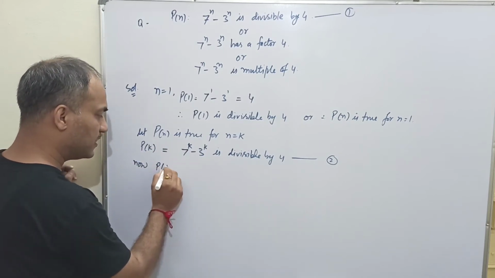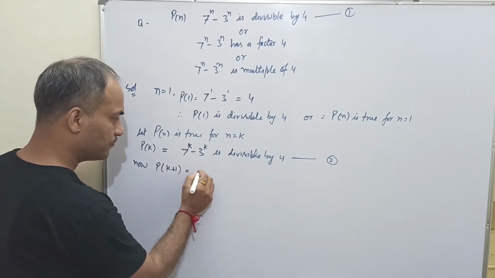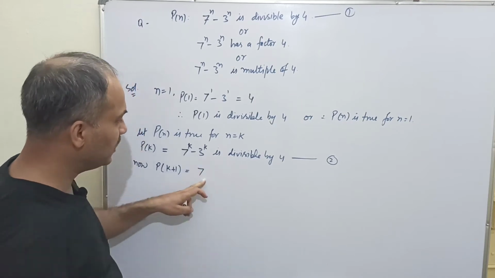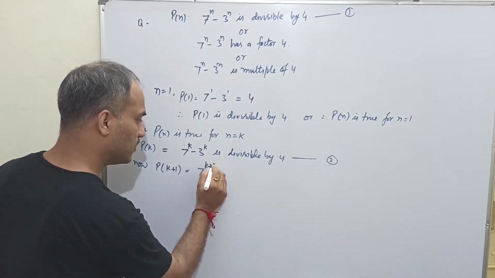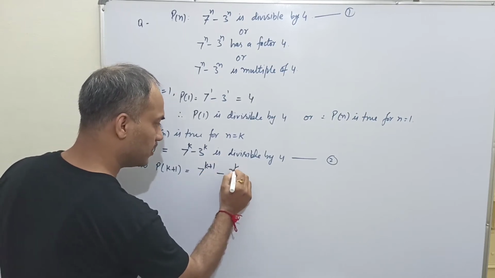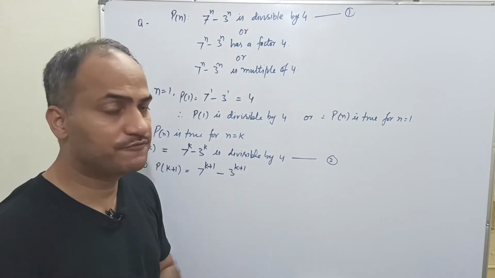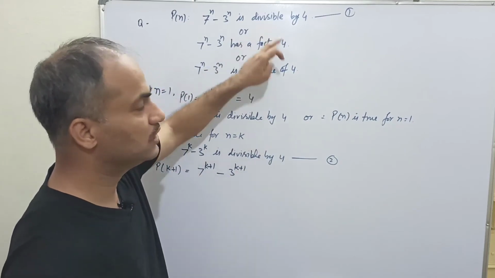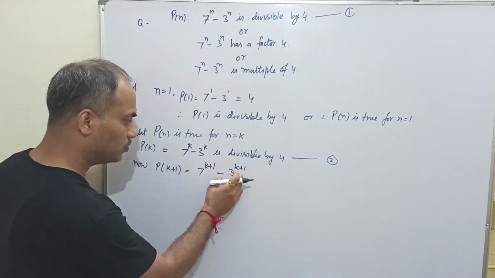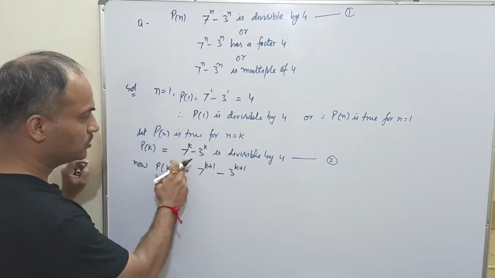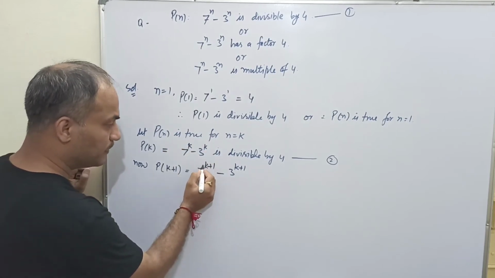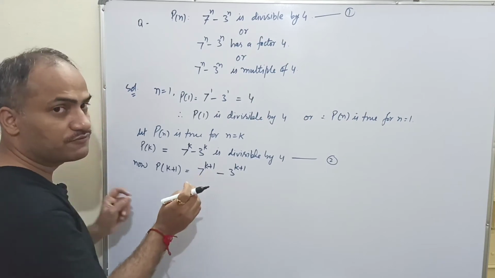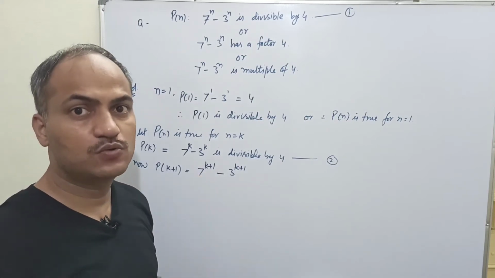Now what is P(k+1)? Let us see. So it will be just replace k by k plus 1. So this becomes 7 to the power k plus 1 minus 3 to the power k plus 1. We need to simplify. We can make use of equation 1 and equation 2. What can we do for this? Let us quickly think. So here the power k is there, 3 to the power k, and here the power is k plus 1. Okay, if their power is k, then we can do something.